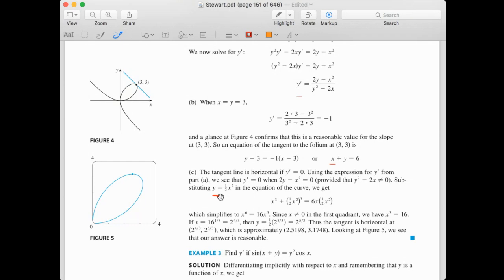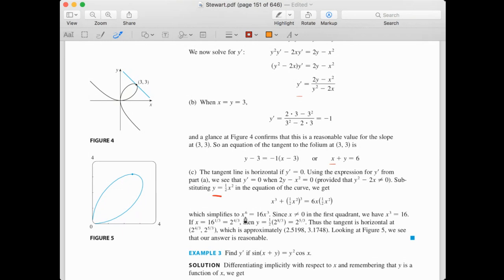That's a parabola, an upward parabola. So y equals half x squared. Then we plug this into our original equation because we want to solve for the point. So we have x cubed plus y cubed, and y is half of x squared at the point, equals 6xy. We simplify this, and we multiply by 8 on both sides. We have 8x cubed plus x to the 6, and then this one we have 3x cubed times 8 over... So we simplify, in the end we have 16x cubed equals x to the 6.